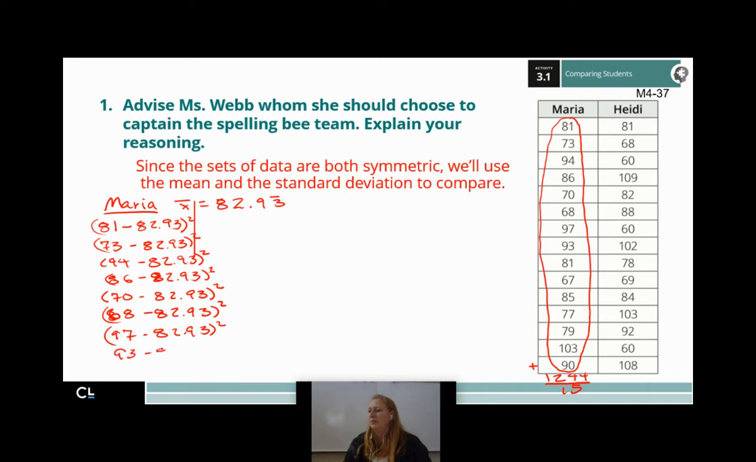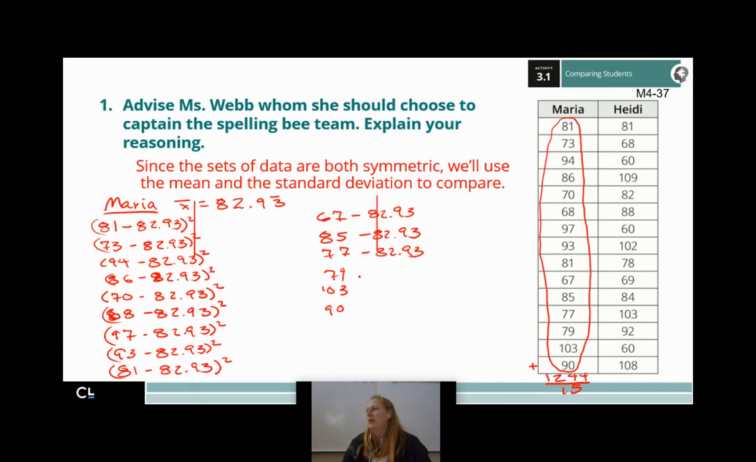Here we go. All of them are getting subtracted by the mean because that's how this works. Oh, look, I have another 81. So we're going to subtract and we're going to square. Oh, there we go. We got a few more: 67, 85, 77, 79, 103, and 90. I'm going to write them out here. It's just easier for me. And subtract 82.93 from all of them. Don't mind the fact that my pen sometimes goes funky. Not a big deal.